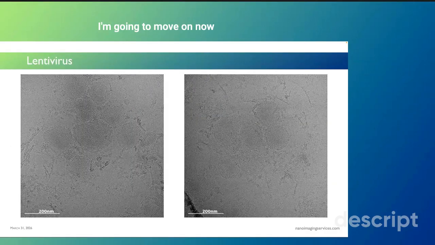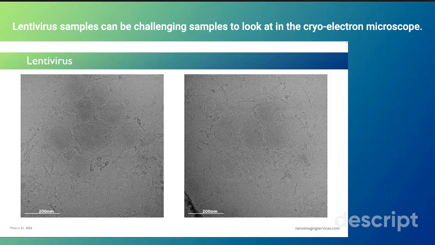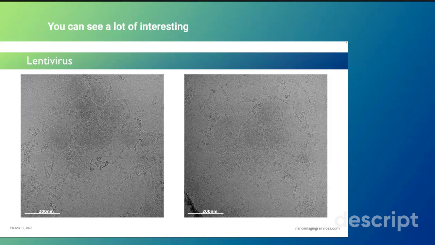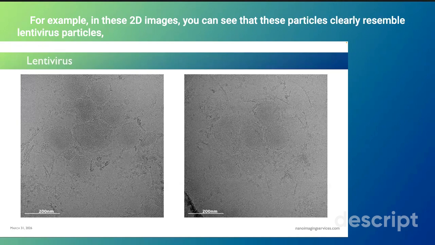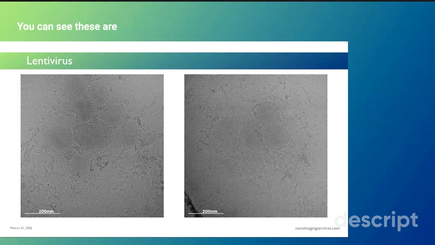I'm going to move on now to a different type of virus, lentivirus. Lentivirus samples can be challenging samples to look at in the cryo-electron microscope. You can see a lot of interesting details in two-dimensional images for sure. For example, in these 2D images, you can see that these particles clearly resemble lentivirus particles, and you can see that there are spikes on the surface of the particles. You can see these are probably mature virus particles.